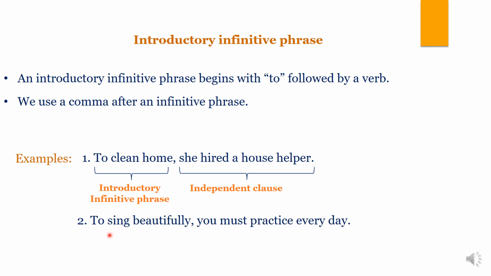And here, she hired a house helper is an independent clause. Next example: to sing beautifully, you must practice every day. Again, the sentence is beginning with to, followed by a verb. Therefore, to sing beautifully becomes an introductory infinitive phrase. So we are placing a comma after to sing beautifully.